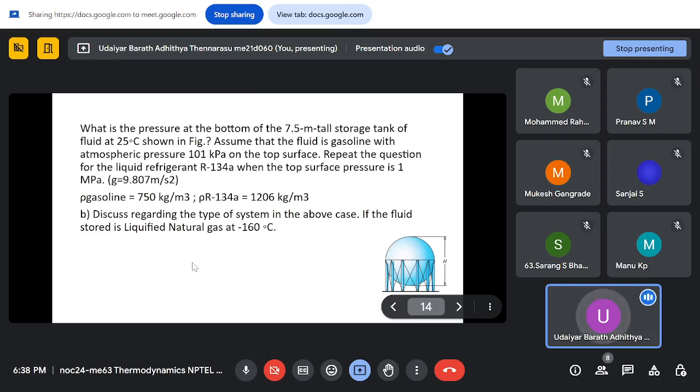The second part of the question was to discuss the type of system. Now this is liquefied natural gas, LNG, which is at minus 160. Ideally speaking, this should be an insulated vessel, and being a closed vessel it should be an isolated system. But practically speaking, you will always have heat transfer happening. So in that case, it will be a closed system.